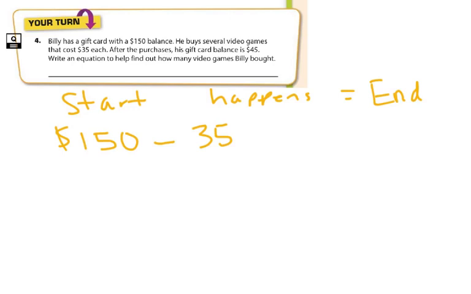And so it's going to be $35 times, let's do V for video games, okay? So 150 minus 35 times V, however many video games he buys. And our end result is going to be $45. And so that is our two-step equation, okay? That's how we write it, because we start at 150, he bought a $35 game several times over. We don't know how many times he did it, but then by the end of it, we end up with $45. Again, I think you're ready to be able to solve this equation right now.